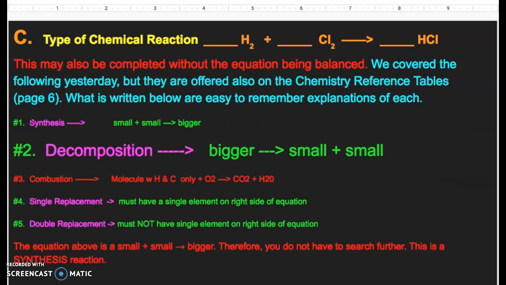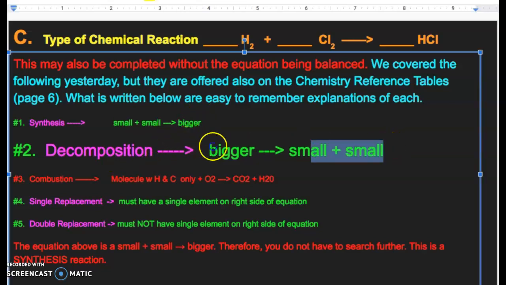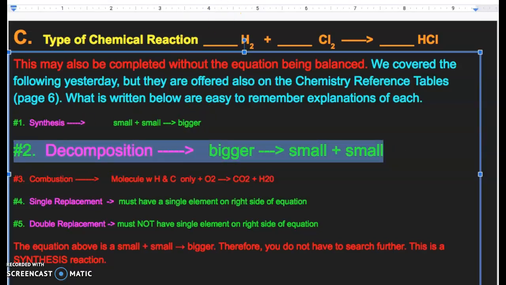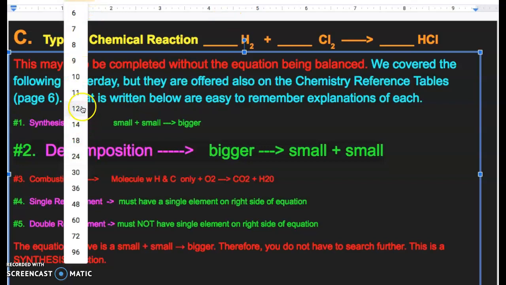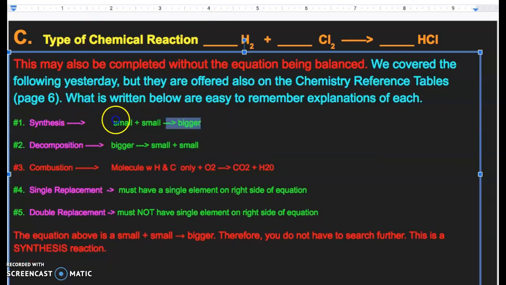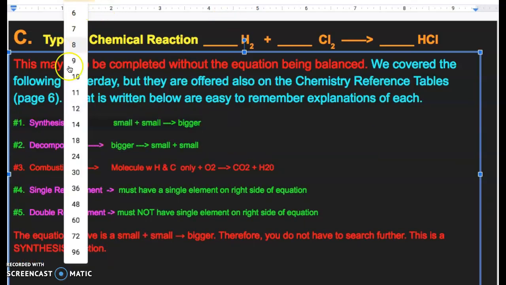Next one is type of chemical reaction. First of all, you go to the first one. It says, in those order, remember I wrote those, oops, I got the wrong answer there for you. Let me fix that. Sorry about that.